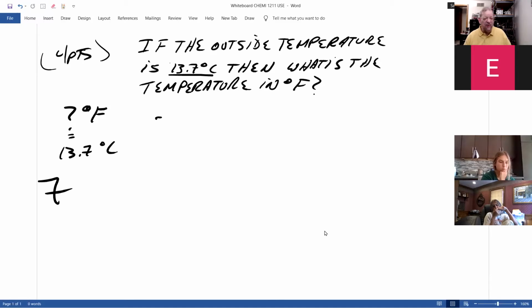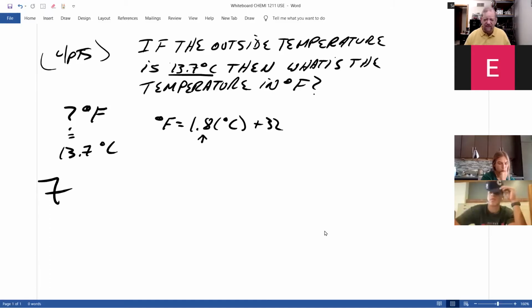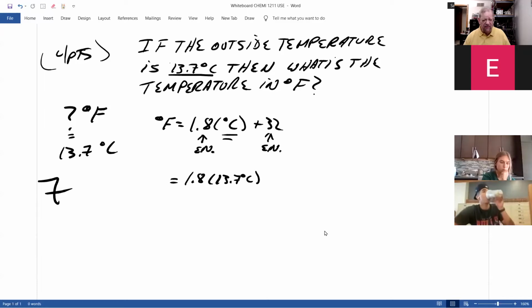And now we know degrees F, and you'll be given this formula on the last page, is equal to 1.8 times degrees C plus 32. Don't forget, these are exact numbers, 1.8 and 32. So the only number that will determine significant figures is what's degrees C. And now I'll put that in.